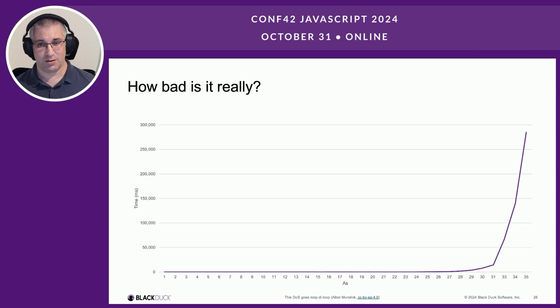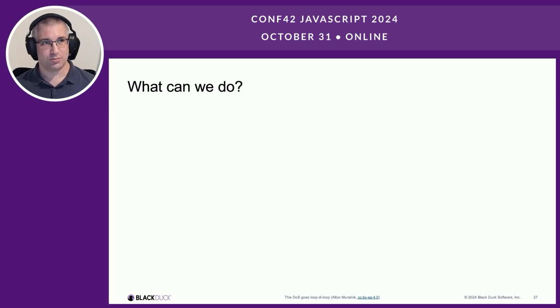And if you think about it, an attacker being able to send a payload that is 35 or 36 characters long is not that far-fetched. It is not a big payload. This is a really easy attack if your application is vulnerable to it. So, what can we do to prevent this?